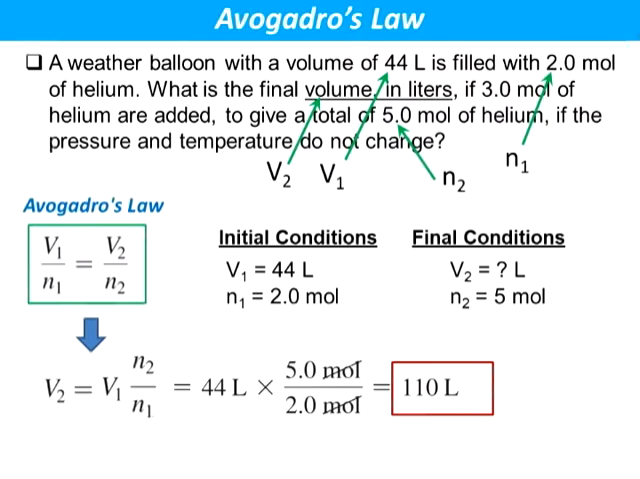Okay? So with that, we rearrange the equation to solve for V2. We put in all of our values and we obtain 110 liters with 2 sig figs, which matches the initial 2 sig figs in our problem.